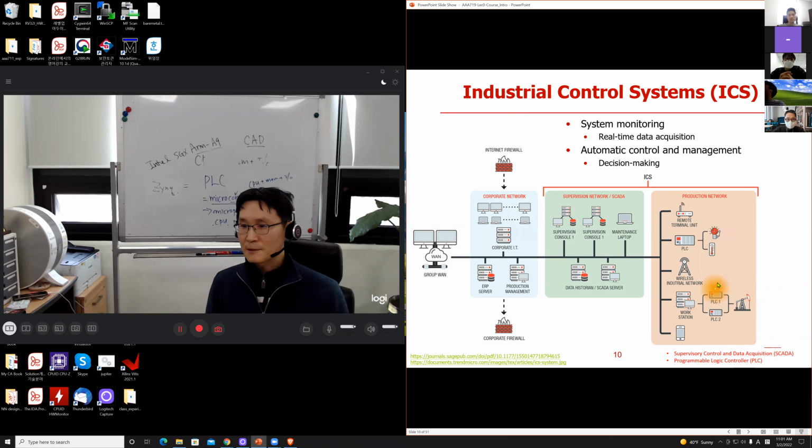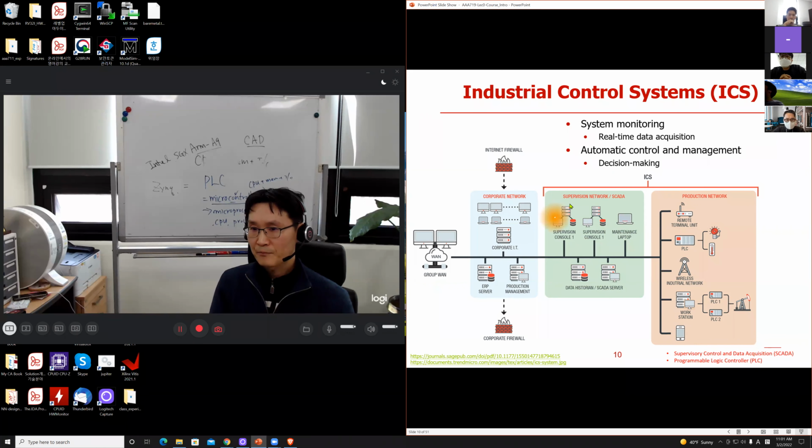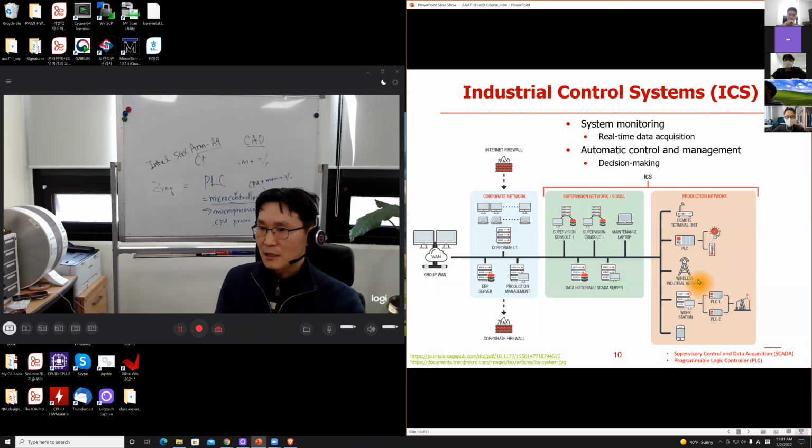So using PLC, the PLC is sending information to this SCADA system. SCADA means supervisory control and data acquisition. So this computer system is collecting data from these PLCs, then does some data analysis. Based on that, you can collectively control these machines and synchronize those machines. It's using a SCADA system.